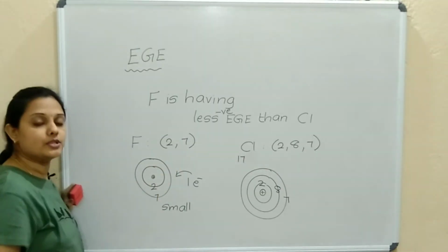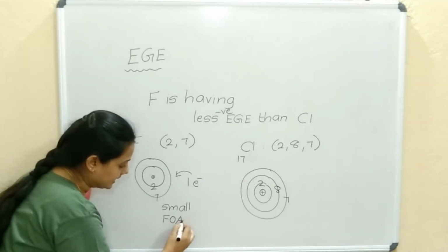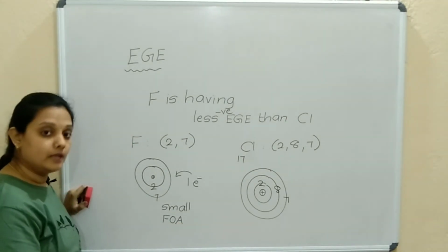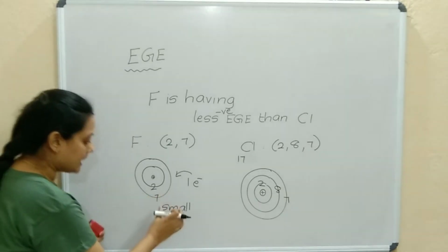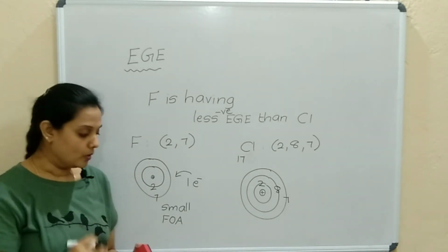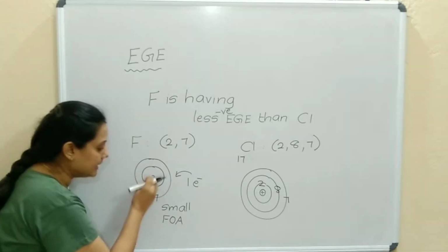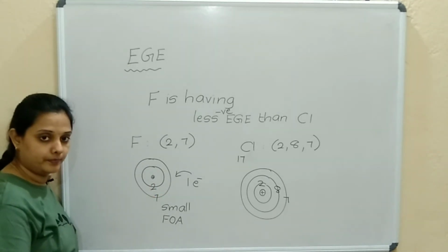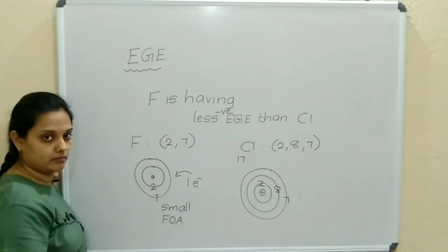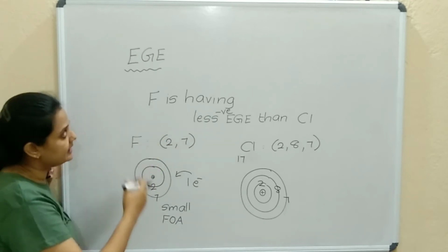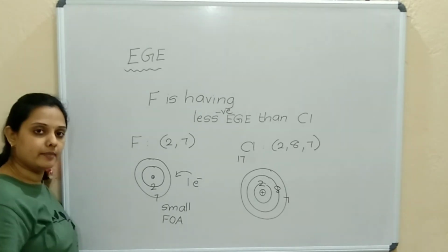So the nuclear force of attraction (FOA) for the incoming electron will be more, correct, because the size is very small. If the size is small, the force of attraction is more. So the incoming electron can be held by the nucleus very easily, so you need to provide less energy. You are adding 1 electron. So the electron gain enthalpy (EGE) is less here. Easily it will be attracted by the nucleus.